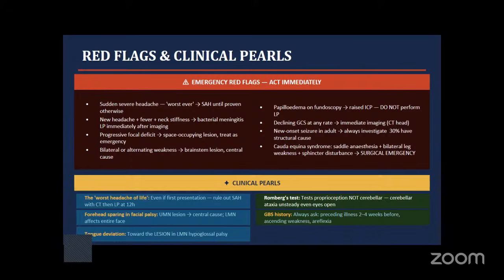So for cerebellar and vestibular exam, one needs to be very careful because most of the time those two are confused. For instance, Romberg's test tests proprioception and not cerebellar dysfunction. So now you have to differentiate the situation of the patient when the eyes are open or not.